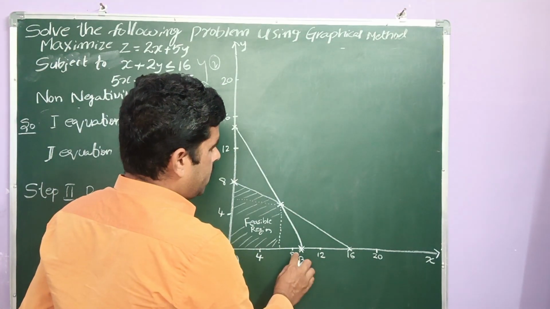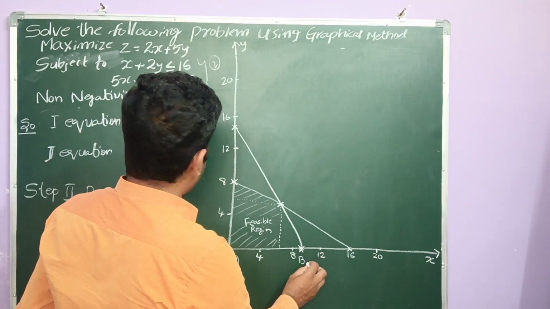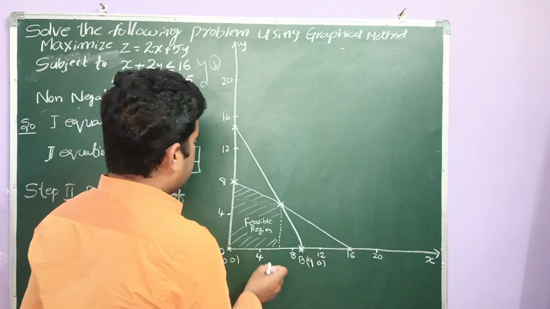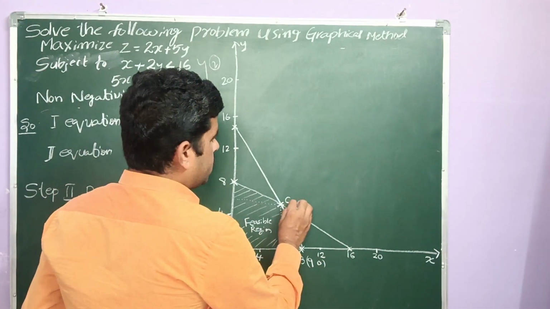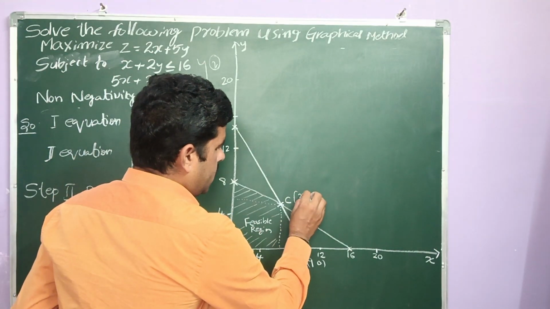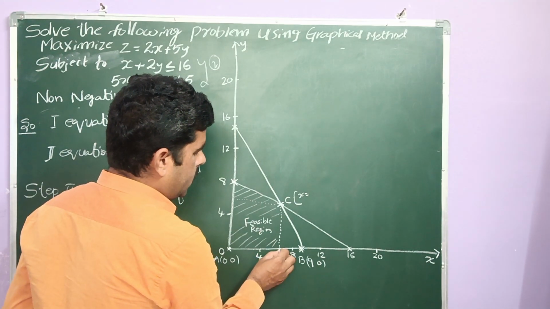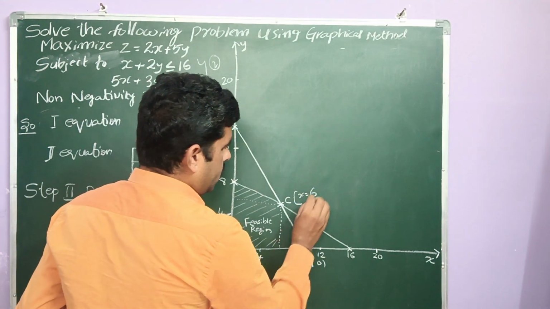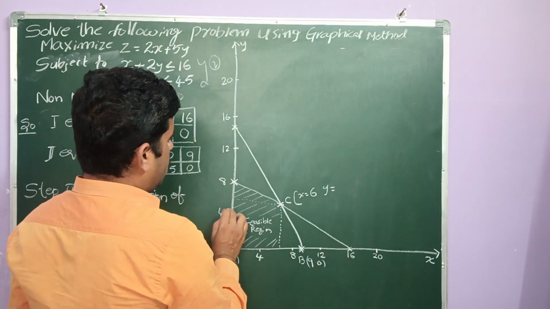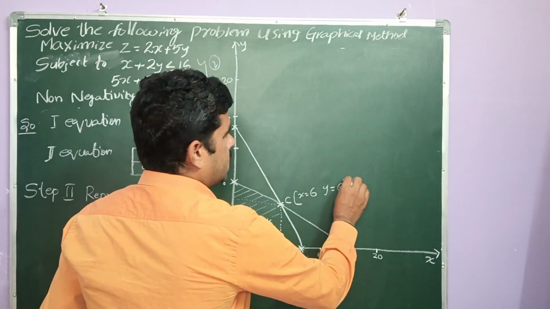X is 8, then next 9, we can take 9, then y is equal to 0. Okay, the next is corner C. For C, x is equal to, 4 is there, 5, 6, I think here 6, x is 6, then y is here 4, 5, it is also 6. Okay, x is 6 and y is 6.